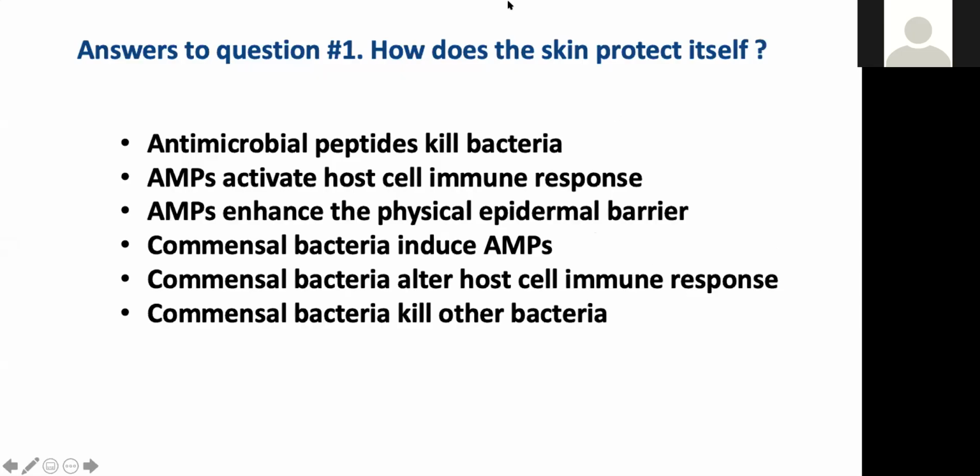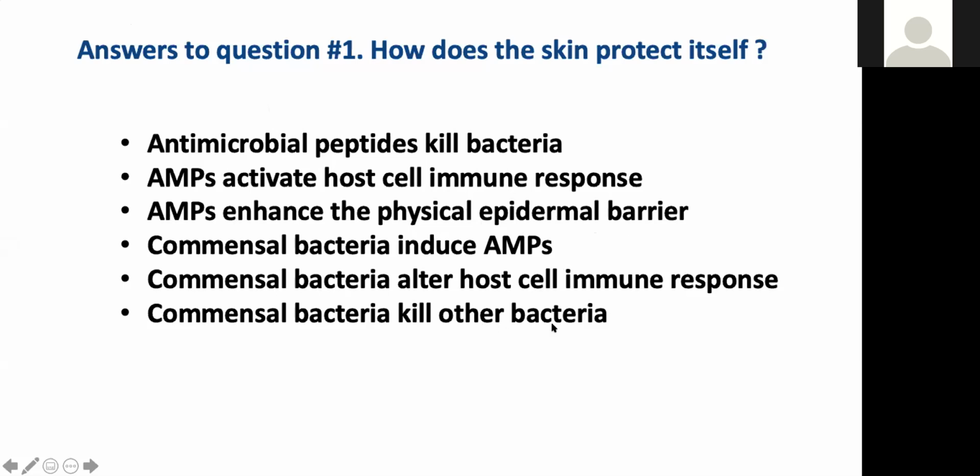Okay. So in the first part of my talk, what I've tried to do is answer the question, how does the skin protect itself? Well, we know about antimicrobial peptides that kill bacteria. These antimicrobial peptides can activate the host immune response. Sometimes that's good, but sometimes that's associated with disease. Antimicrobial peptides can enhance our physical barrier. The commensal bacteria can induce the AMPs. The commensal bacteria can alter the host immune response. And now the commensal bacteria kill other bacteria.